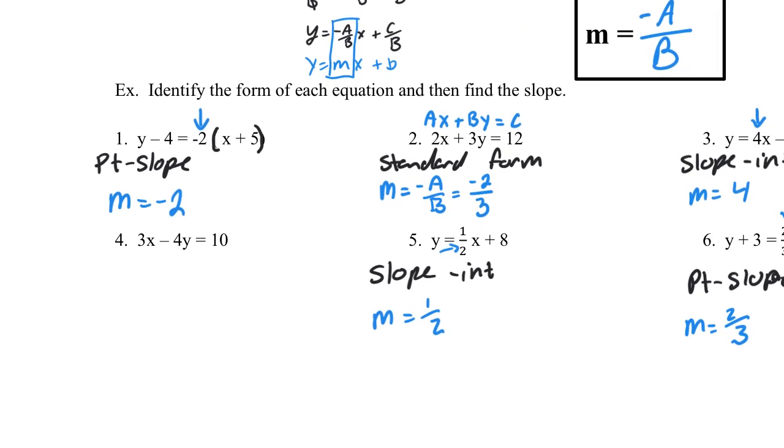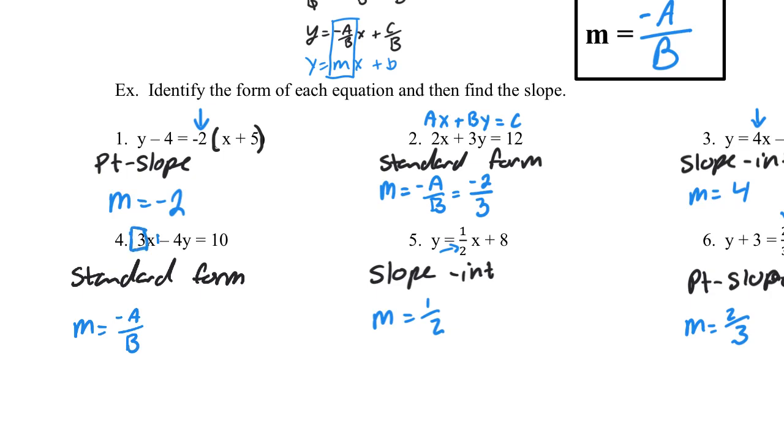All right, last one. So this is 3x minus 4y equals 10. X and y are on the same side of the equation. That only happens in standard form. So remember, standard form, we have to work for our slope. We have to do a little bit of something to get it. And that's take the opposite of a divided by b.